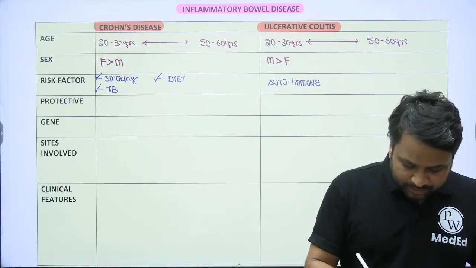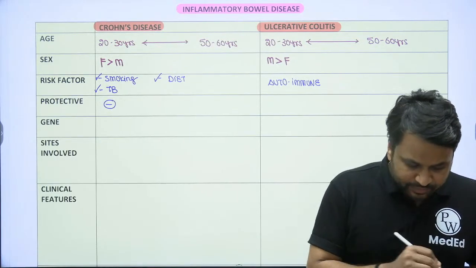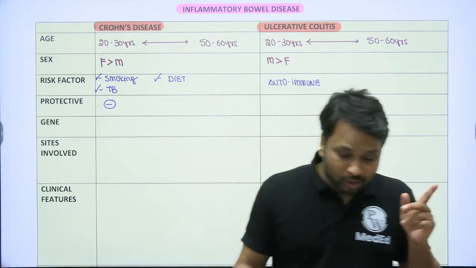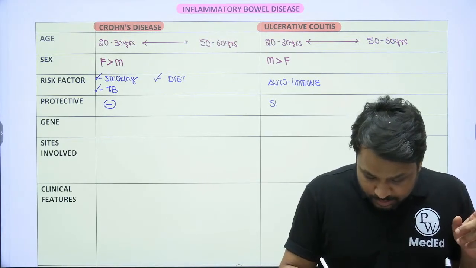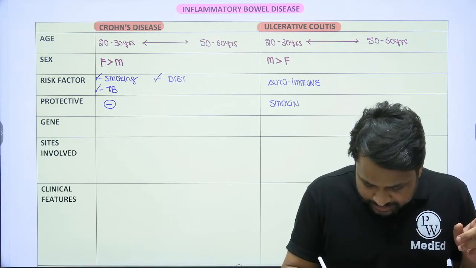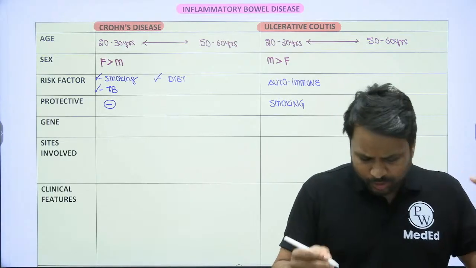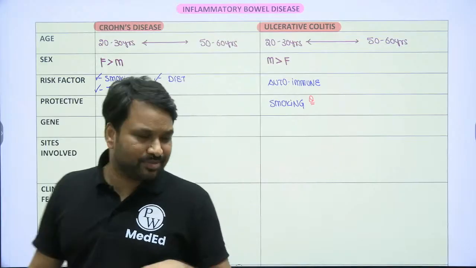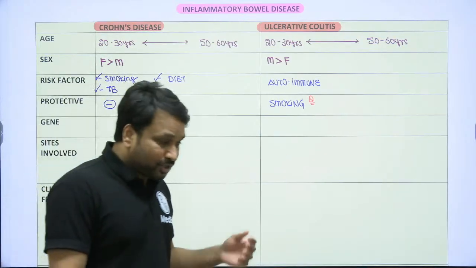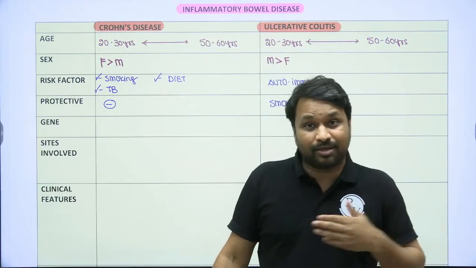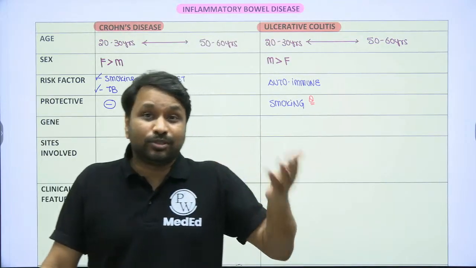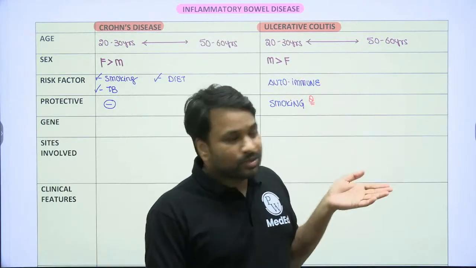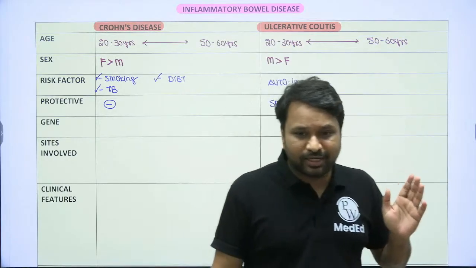Is there anything protective for Crohn's disease? Nobody can save you from Crohn's. But if you take a cigarette, light it up and smoke it, you might not get ulcerative colitis. So smoking is considered to be a protective factor for ulcerative colitis. In fact, if you're writing any of your competitive exams, this is one of the examiner's favorite questions, probably because he also loves smoking. He wants to ask what the benefits of smoking are. That is, it reduces the risk of ulcerative colitis.